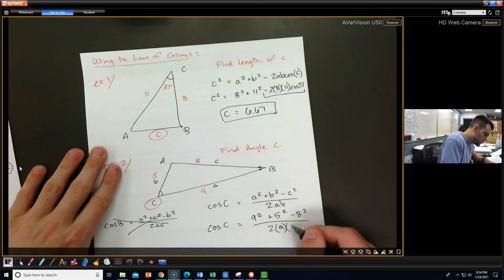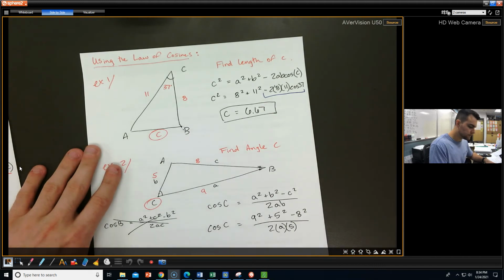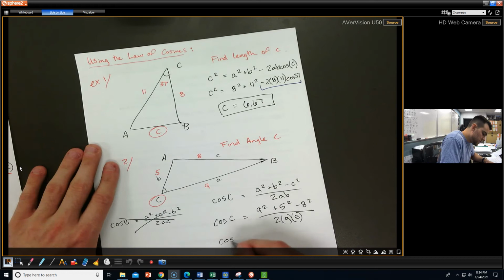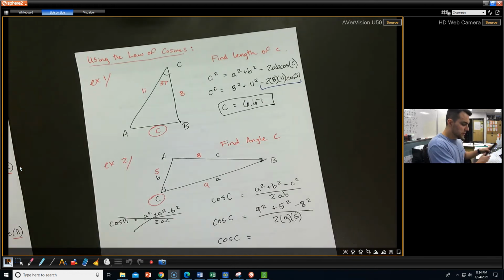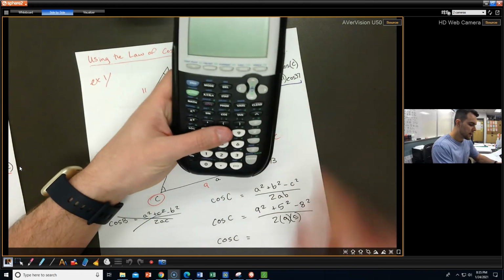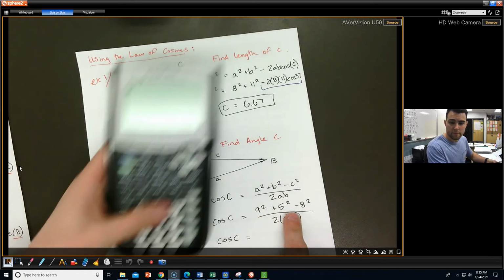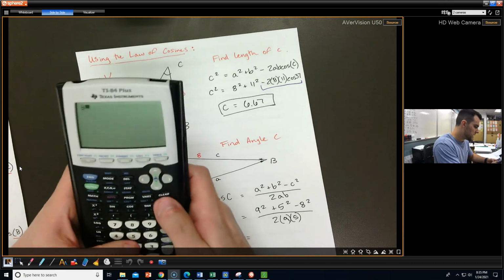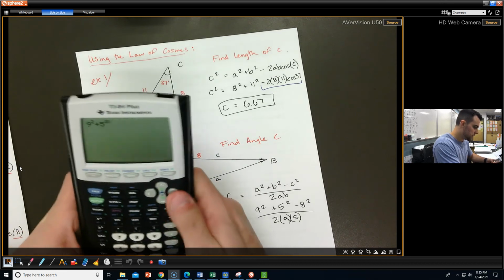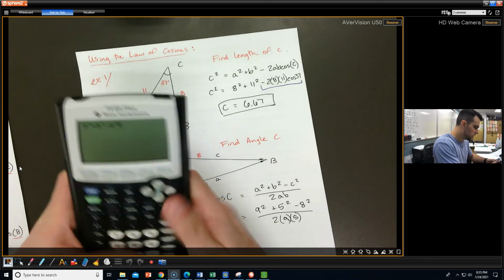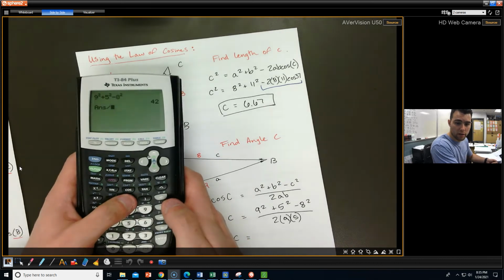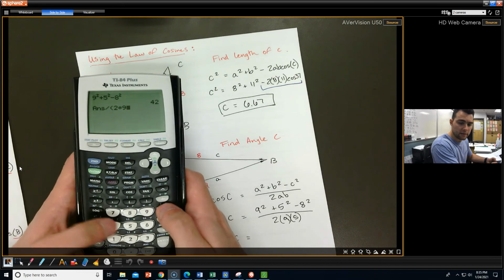Maybe it helps to label it too. Okay? That's supposed to be a 9. Alright, cosine of C. Let's see what we can get. Again, I would probably just focus on the top part, click enter, and then save that answer. So 9 squared plus 5 squared minus 8 squared. And that's going to be divided by, I'm going to put it all in one quantity, 2 times 9 times 5.